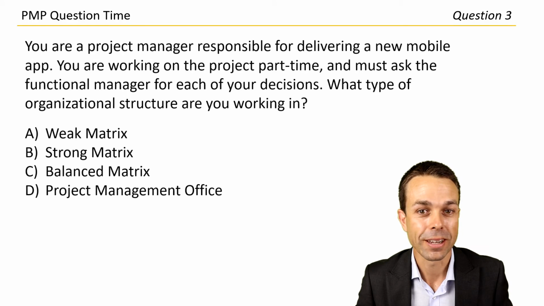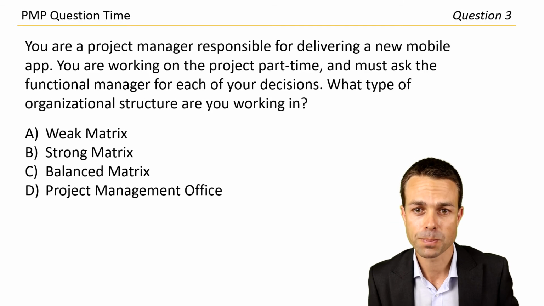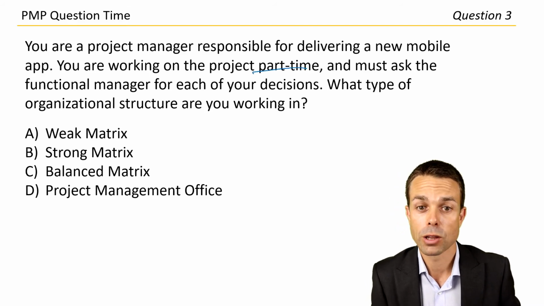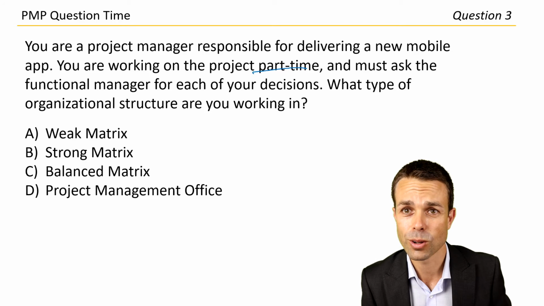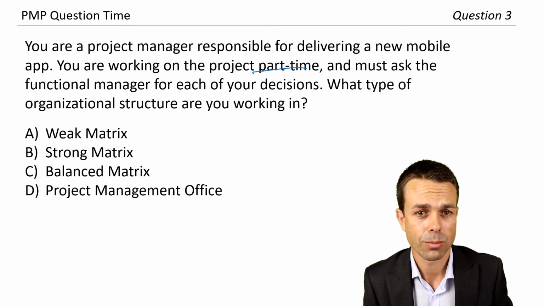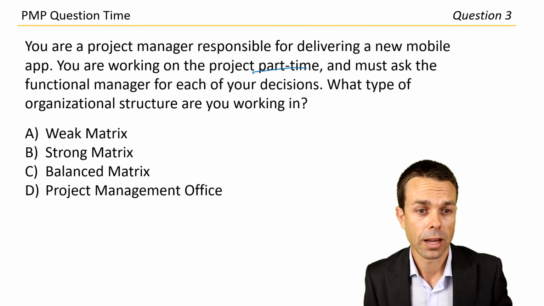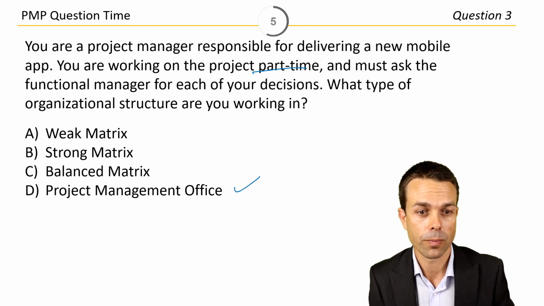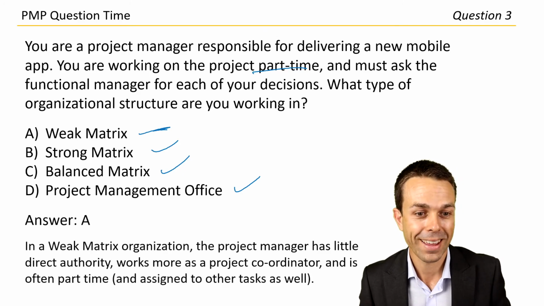Let's look at question 3. You're a project manager responsible for delivering a new mobile phone app. You're working on the project part-time. You must ask the functional manager for each of your decisions. What type of organizational structure are you working in? So part-time, we have low authority here. It's either a functional organization or a weak matrix. Balanced, you'd have equal authority with the functional manager or any other manager. And strong, you'd have almost complete authority. So for me, it's not project management office, not balanced, not strong. It's probably going to be a weak matrix for this one, and it's answer A.